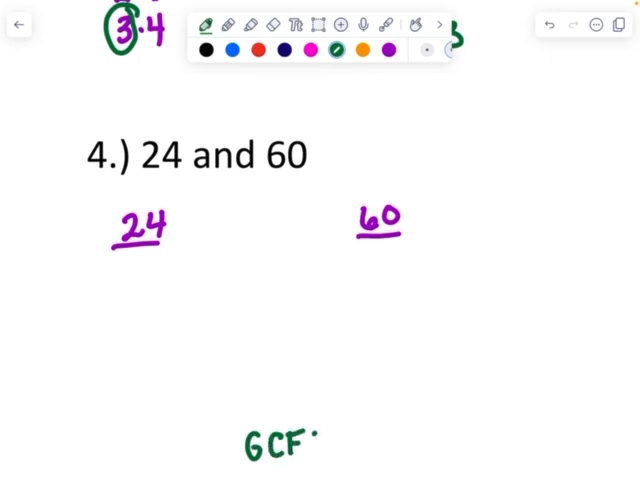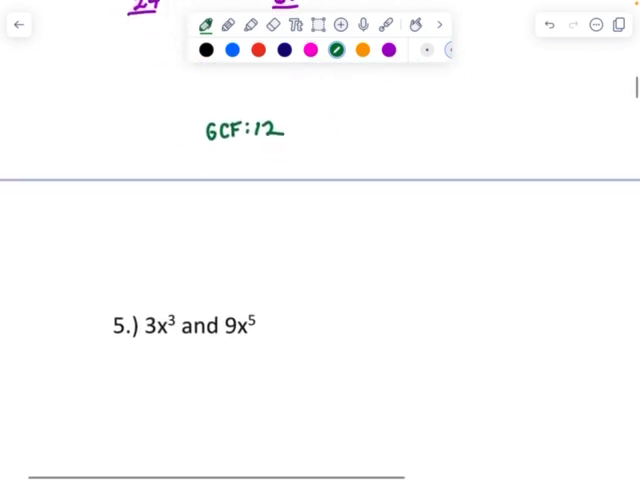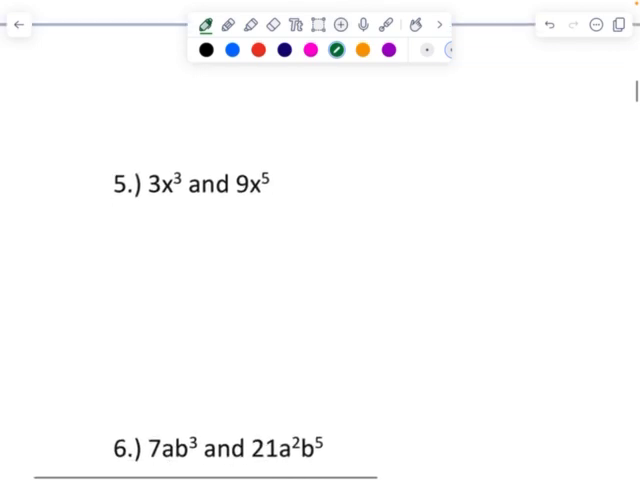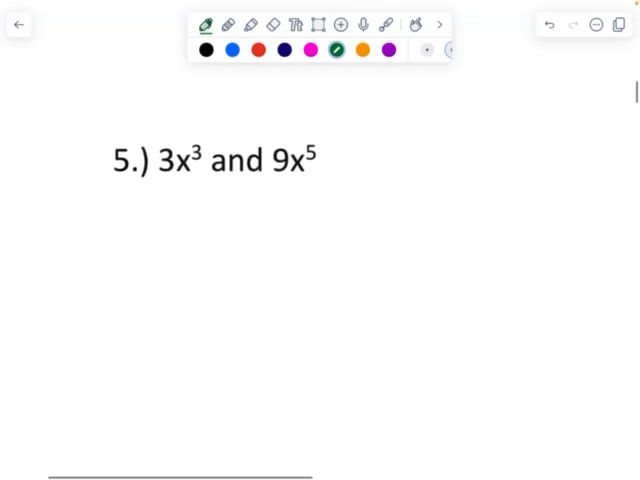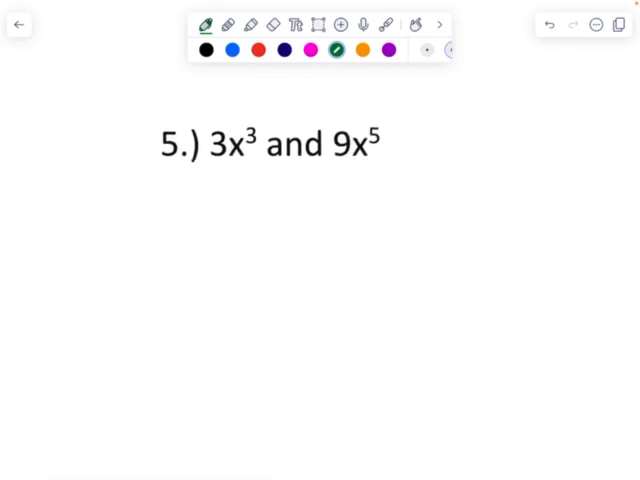Hopefully you came up with a GCF of 12. If you didn't, go back and make sure you have all of the factor pairs. All right, now that's just finding the greatest common factor between two numbers. Now we're going to focus on finding the greatest common factor between two monomials. All right, let's take a look here.